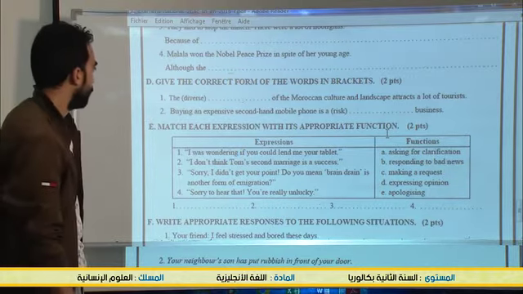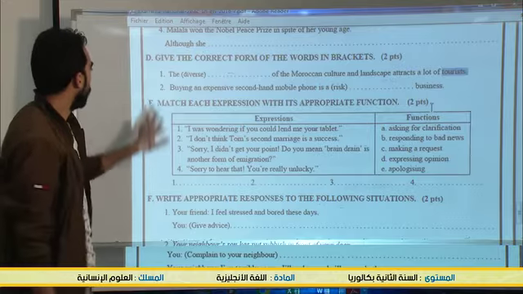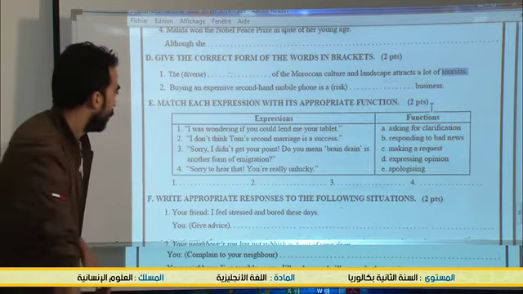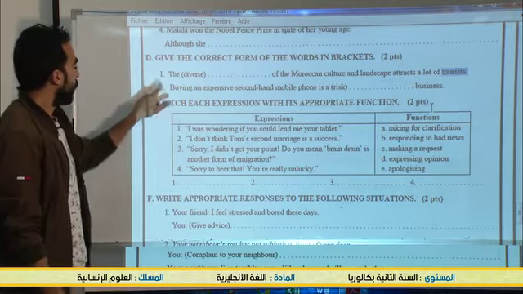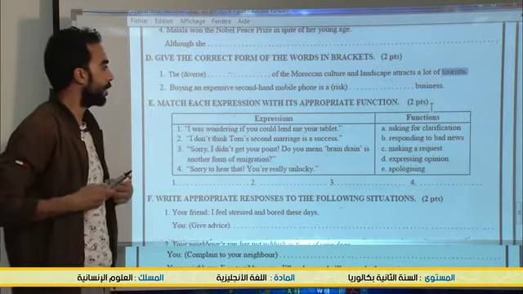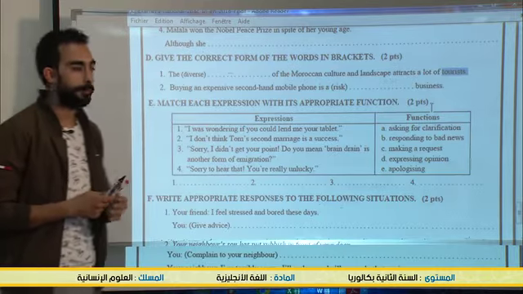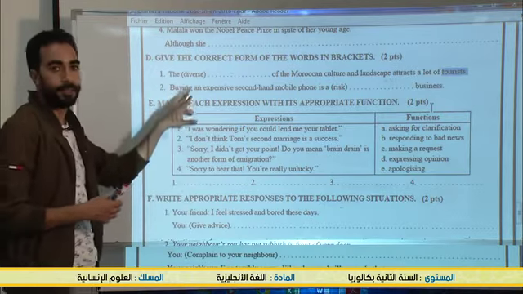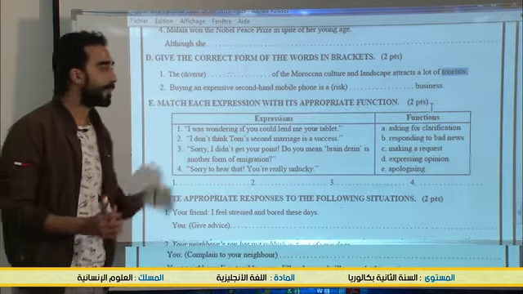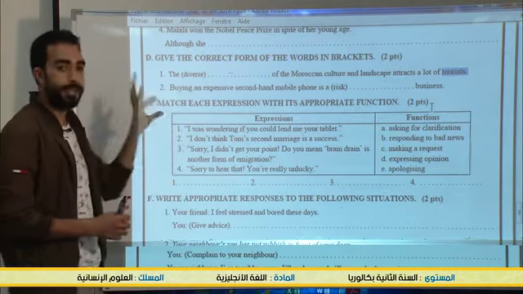So give the correct form of the words in brackets. We have the diverse of the Moroccan culture and landscape attracts a lot of tourists. Here we have diverse, which is an adjective, but it is not adequate in this context. So we should use a noun.